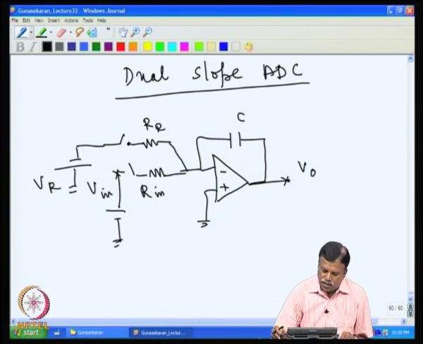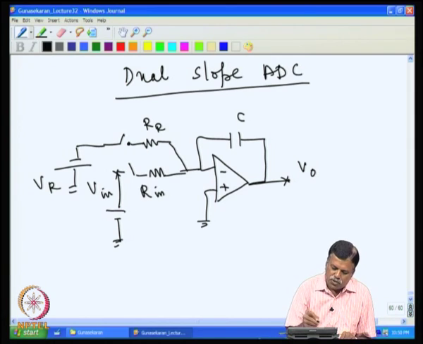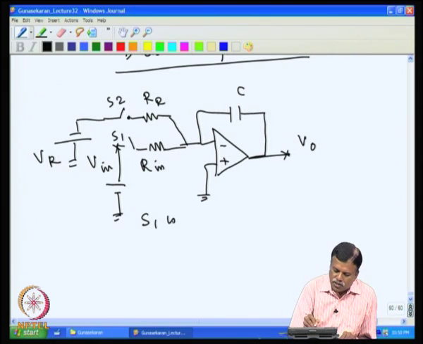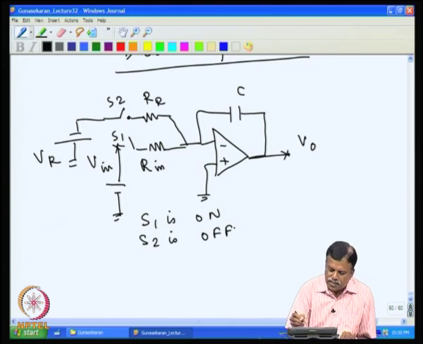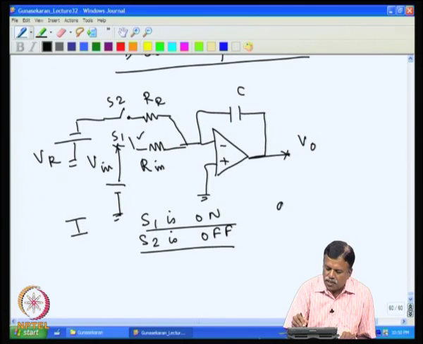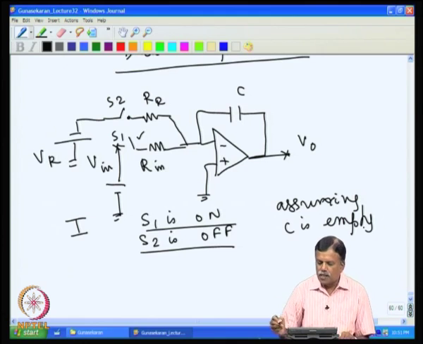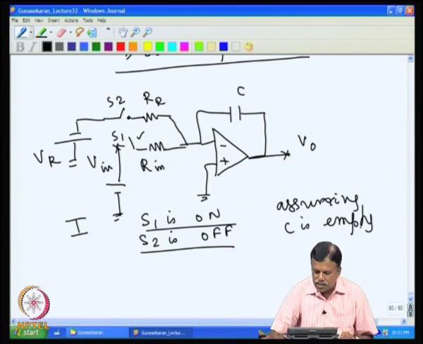Now, let us see how it is working. We name this switch as S1 and this one as S2. If you look at the circuit, we have two conditions. For the first condition, S1 is on and S2 is off. So, this is on, and assuming C is empty, we will take up this consideration, that is S1 is on.